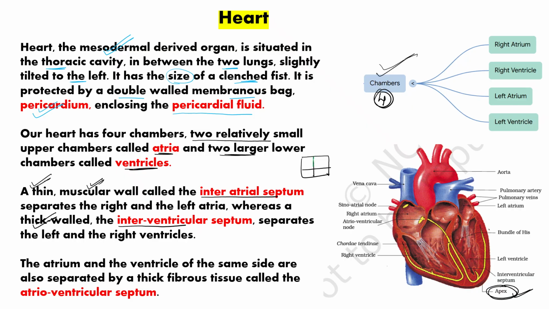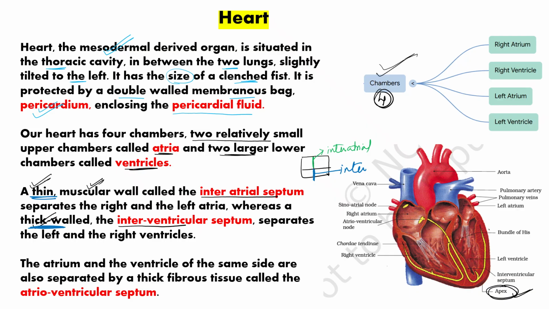Clear? This is the one diagram I am drawing. So this septa present between the two atria is known as interatrial septa, which is thin walled. And the one present between the two ventricles is known as interventricular septa, and this is thick walled. Please focus, this is thick walled and this is thin walled. This is according to your NEET PMT questions.